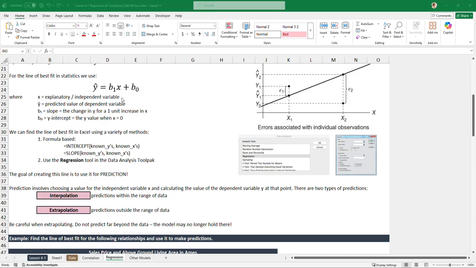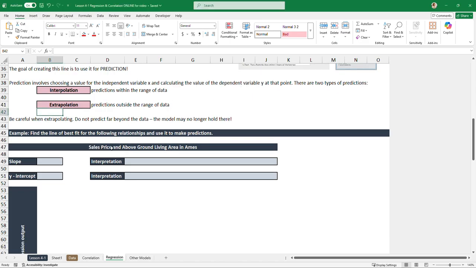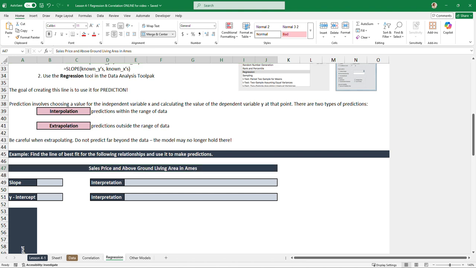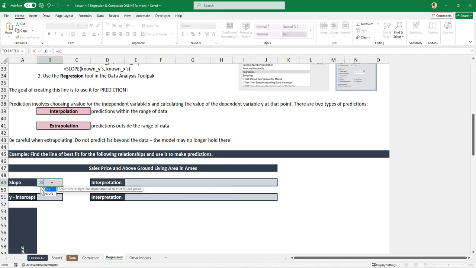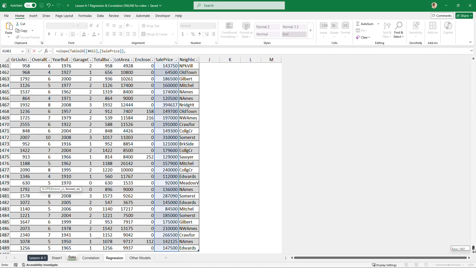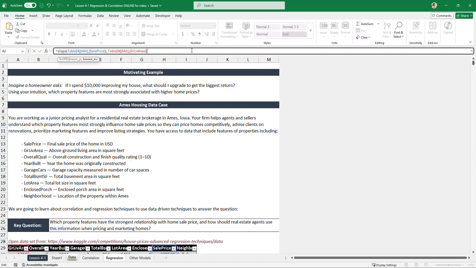So let's look at some examples, the ones we previously looked at. First, for sales price and above ground living area, how would we find the line of best fit? We need to find our slope and y-intercept. So for the slope, we use the equation called slope. Notice the equation is very specific, that you have to select the y's first and then the x's. So remember, our y we're trying to predict is the sale price, and our x, the independent variable, is the living area for this example. So they have to be selected in that order.